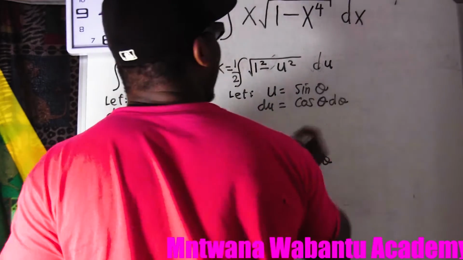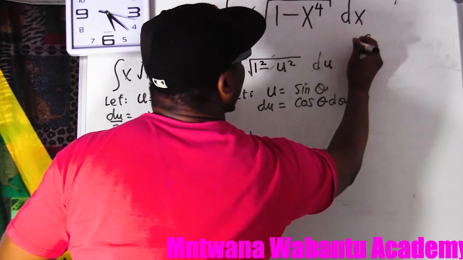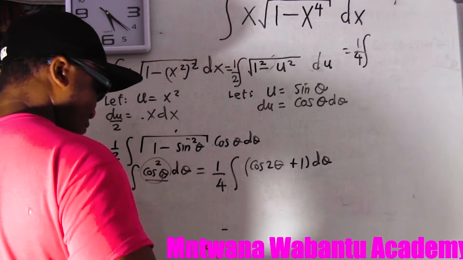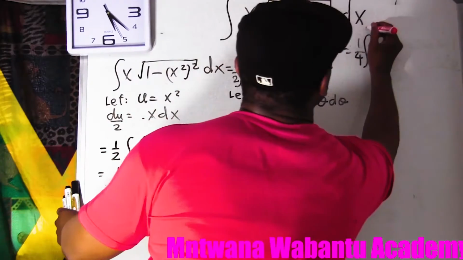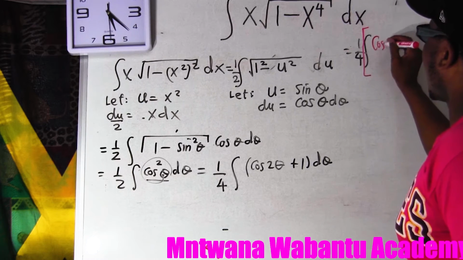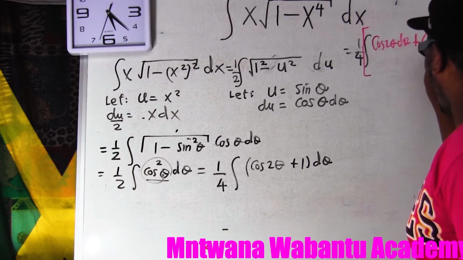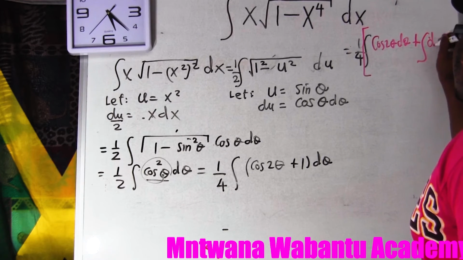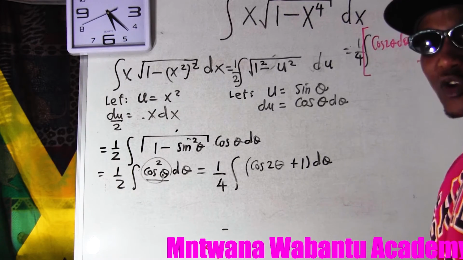And then I can say the integral, 1 over 4, just 1 over 4. And then I'll say the integral of cos 2 theta d theta, and then plus the integral of 1 d theta, because the integral of 1 is just 1 times d theta. So now we finished the question.